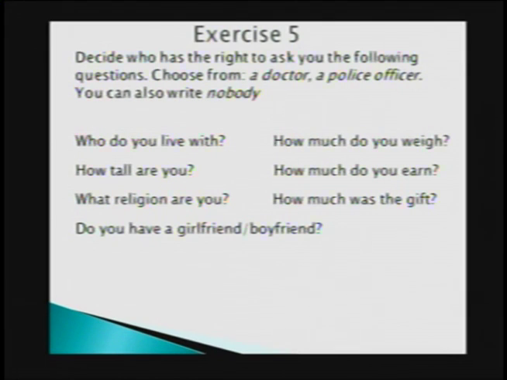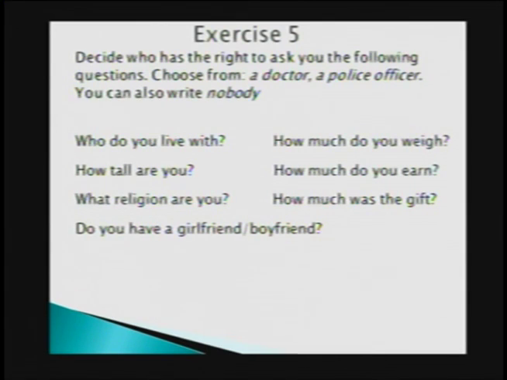Number 3, what religion are you? Could a police officer ask that? A doctor? I would write nobody in this case, though maybe a police officer can go a little bit deeper when he's solving a case.